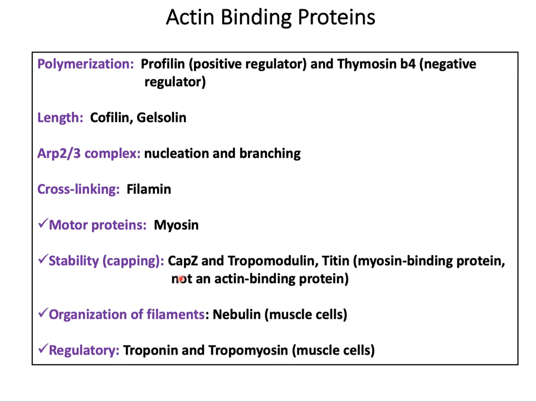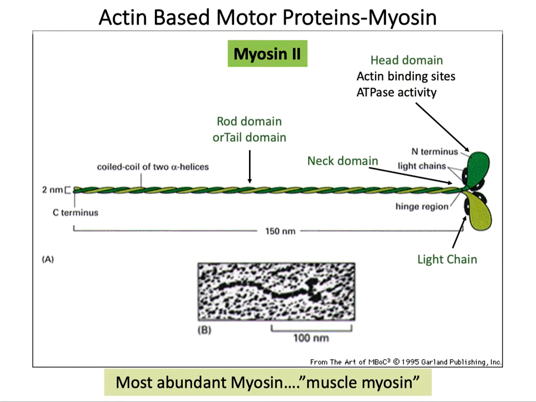I want to add another one, titin, which is not an actin-binding protein, but a myosin-binding protein. And the other proteins involved in the organization of filaments, such as nebulin, which we'll consider in this part as well. In addition, we'll talk about two regulatory proteins, troponin and tropomyosin, found in muscle cells. So, let's start with the motor protein.